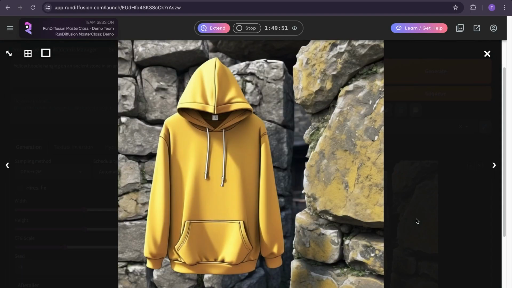So here is our image of a yellow hoodie hanging on an ancient rock. We can't really see the hanger, but we can see that it is hanging. It's got that ancient vibe to it. Before we move on, let's review one important topic. Remember our discussion of word weight when we were prompting in Fooocus?